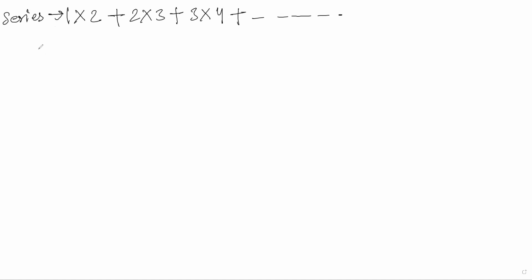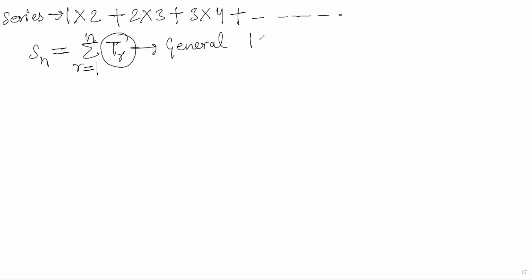For a series, to find Sn, you need to find Tn, that is the general term, or Tr, whatever you say. And then Tr will get summed over 1 to n. But for that, you need Tr. Now, what is Tr? General term. How would you find the general term?